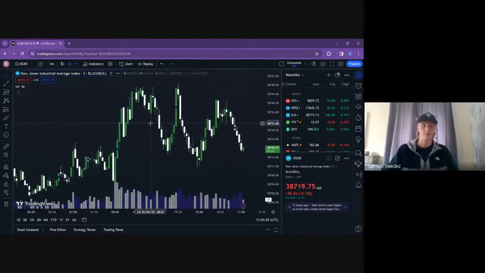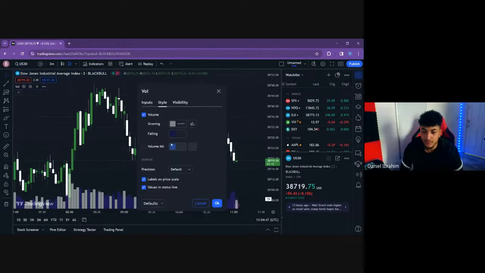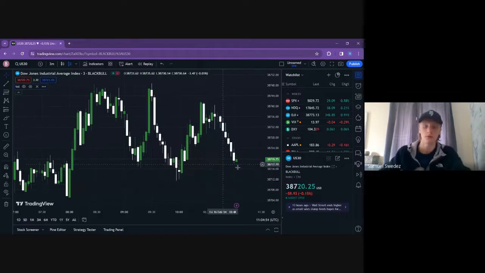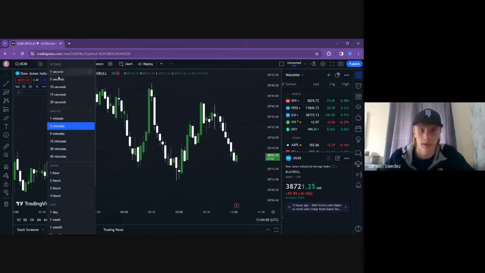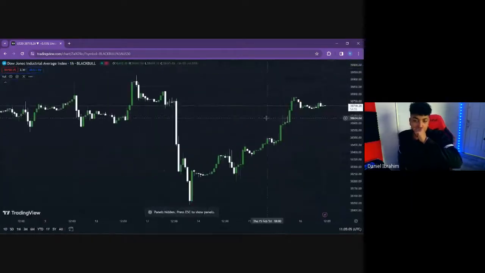Remove your volume at the bottom as well. Just double click it. How do I do that? Double click it, and then just untick it. Oh, sweet. Yeah, I was wondering why I had that. All right, cool. You're on a 3 minute time frame. Go to an hourly time frame. Yeah, sick.